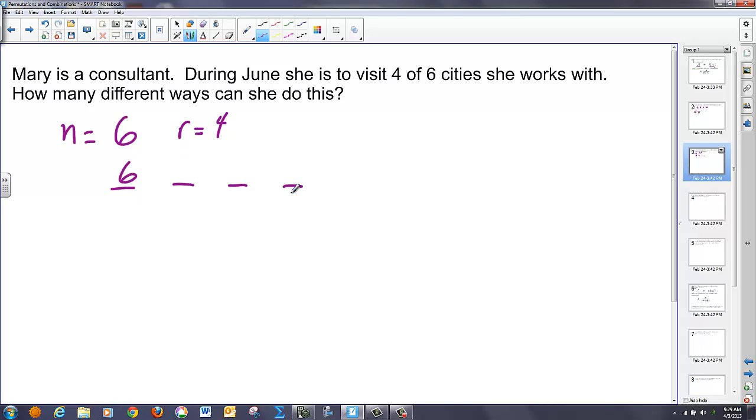Then she has 3 more cities to visit, as referenced by the 3 open places, and of those, she can go 5 different places. She has 2 more cities to go to, and she has 4 choices, and 1 last city, but she has 3 choices. And there is your quantity. So we're basically looking at 30 and 12, that's 360, right? And then if we wanted to, we could say 6P4, which would also get us 360. So a couple of different ways to do that problem.